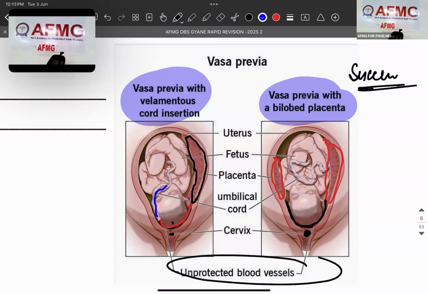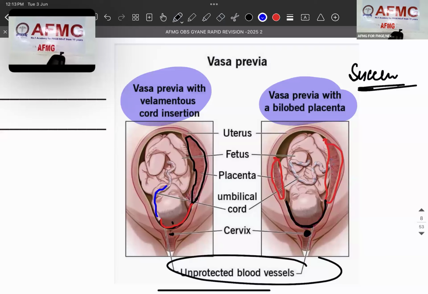Is that clear? Followed by that, we discuss abruptio placenta. What is abruptio placenta? Separation of normally implanted placenta. The main 2 reasons are hypertension and trauma. As per the classification, it can have different grades: grade 0, 1, 2, 3, mild, moderate, severe. Types of abruptio placenta: concealed and revealed. Concealed means bleeding is not coming out. Revealed means bleeding is coming out.